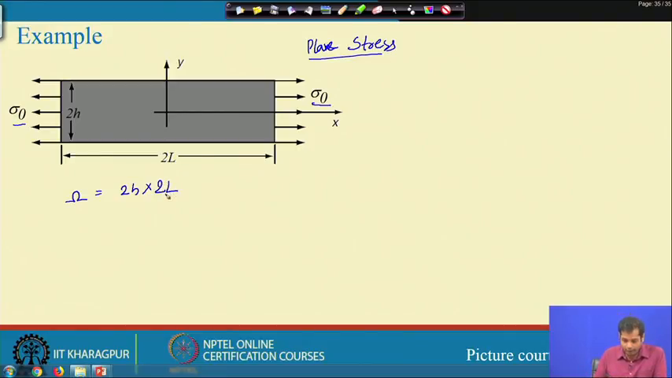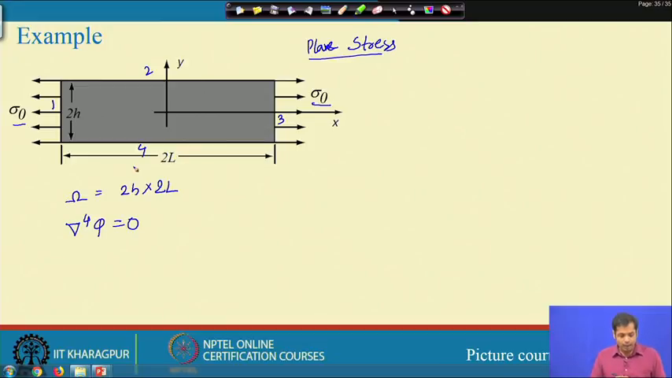Now, the governing equation is del 4 phi equal to 0. There is no body force. In addition to that we need the boundary conditions. Let us see what boundary conditions we have here. We have four boundaries here: 1, 2, 3 and 4.